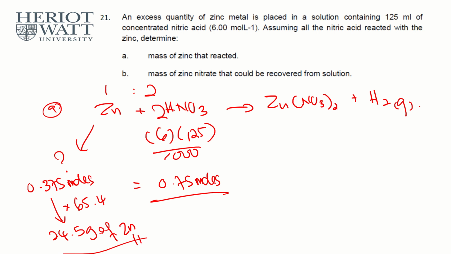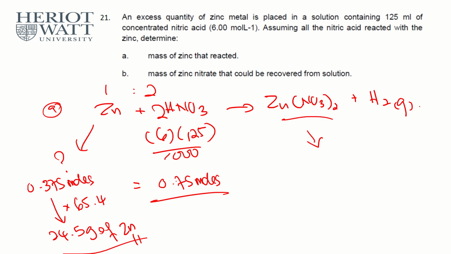So this is the answer for A. Mass of zinc reacted, which is 24.5 grams. Okay, that's for A. And what about B? Mass of zinc nitrate that could be recovered from the solutions. So amount of zinc nitrate produced here.